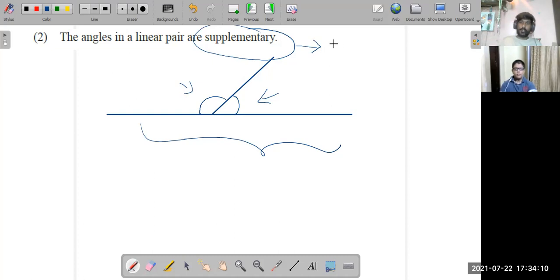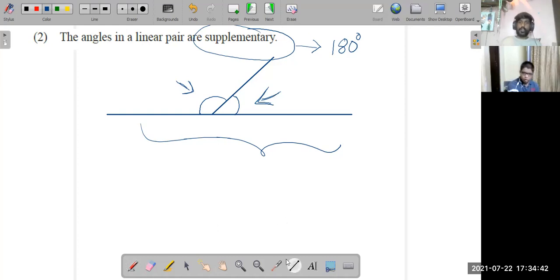It is a measurement in degrees. Is it like 180 degrees? Yes, 180 degrees. Correct. So supplementary means 180 degrees. That means if you take this angle and this angle and add them, you will get 180 degrees.